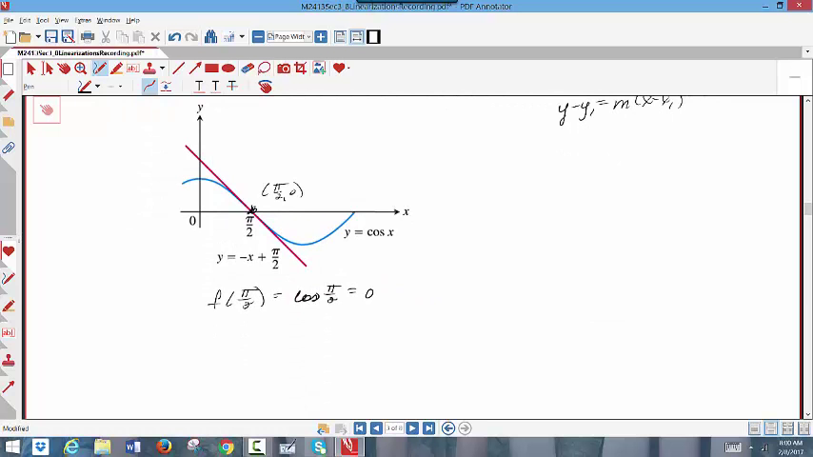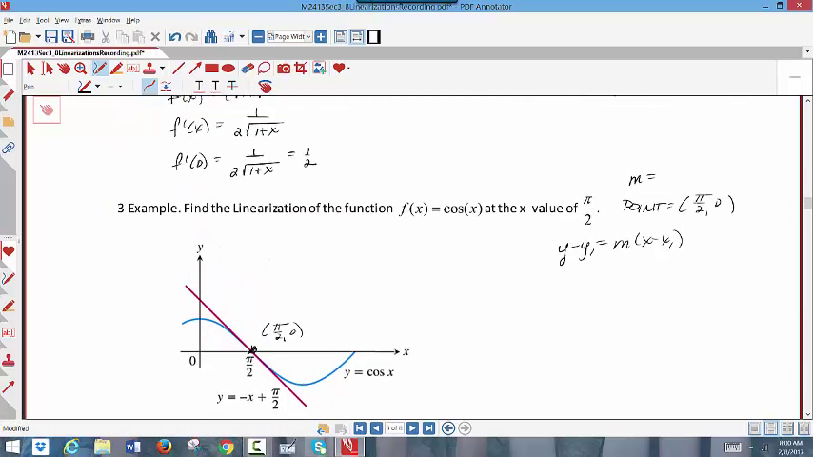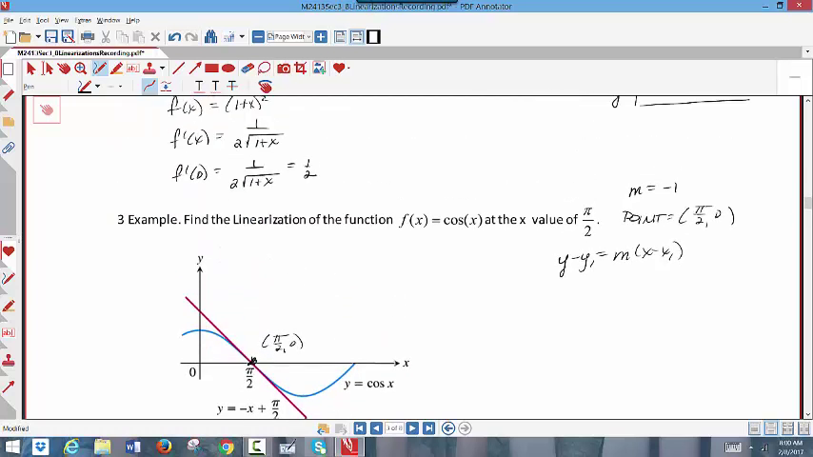Now I need to work with the derivative to find the slope at that point. So the first derivative is taking the derivative of cosine x, which is a negative sine of x. So now if I evaluate my first derivative at the x value of pi halves, it will be negative sine of pi halves. Well, sine of pi halves is 1, so this is a negative 1. So my slope, my first derivative is my slope. I'm going to scroll back up here. My slope is negative 1.